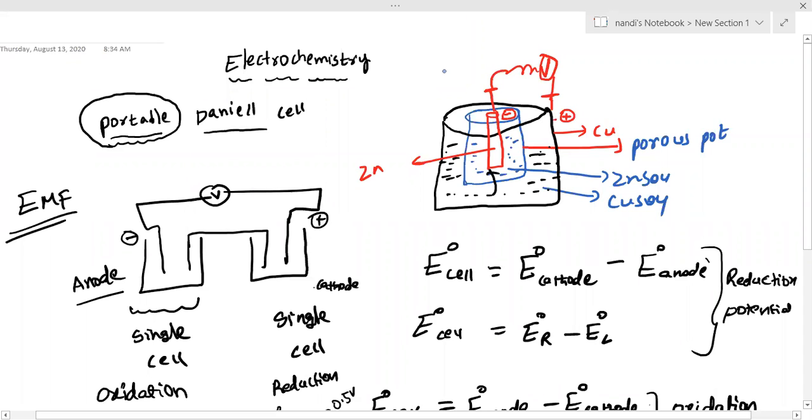So yesterday I gave the Daniel cell. Before that Daniel cell, you can add "portable". The term you can add, sir: yesterday I gave any Daniel cell term, before that you can add portable Daniel cell. Is that the correct one?